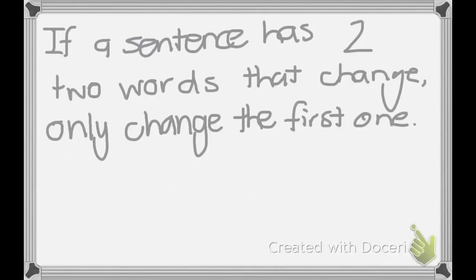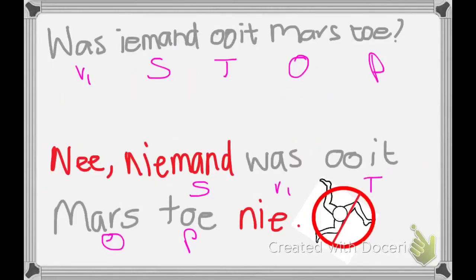But what happens if a sentence has 2 of these words? If a sentence has 2 words that change, then we only change the first one. Otherwise, we have too many nies in the sentence. Now remember, we don't like running 3-legged races. We don't want 3 nies. Alright, so, "was iemand ooit Mars toe?" Has anyone ever been to Mars? We can see that iemand and ooit are 2 words that should be changing. Now this is a question, so we're going to apply the question rule as well. So we're going to start with "nee", which remember doesn't count as a nie.